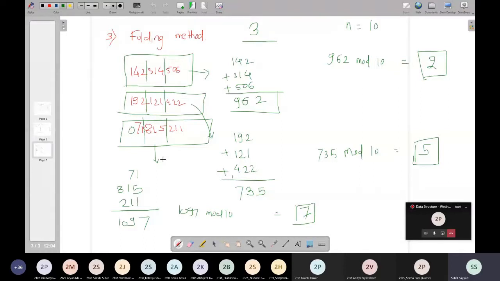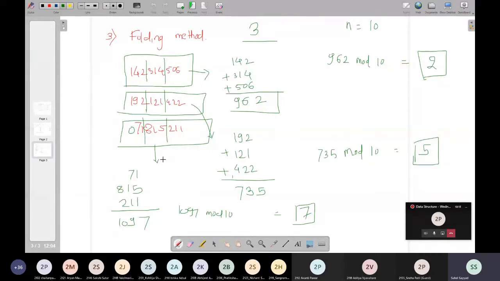In the next example, the first fold was 422, then 121, and then 192. And in the third example, if you observe, the first fold was 211, then 815, and the final fold included only 71 because we had one digit less in that particular number. So it can happen that the key values do not have equal lengths. In such cases, we should be very careful while creating these folds.